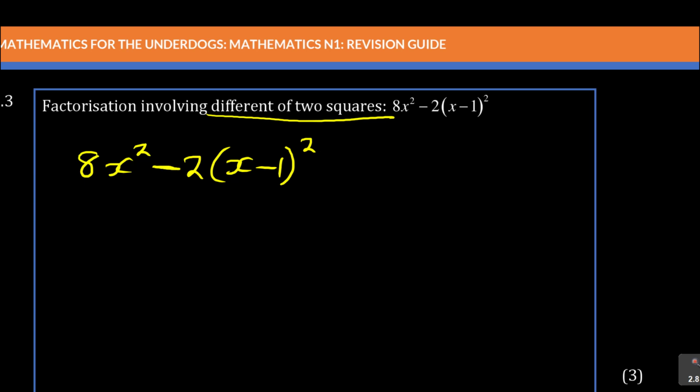I mean, they won't tell you though. They will hide this from you. They will just say factorize the following or factorize. You see, they will hide this. But now it's your duty to pick up and say, okay, how can I factorize this? First of all, when you see minus, just be quick to say there might be a difference of two squares.